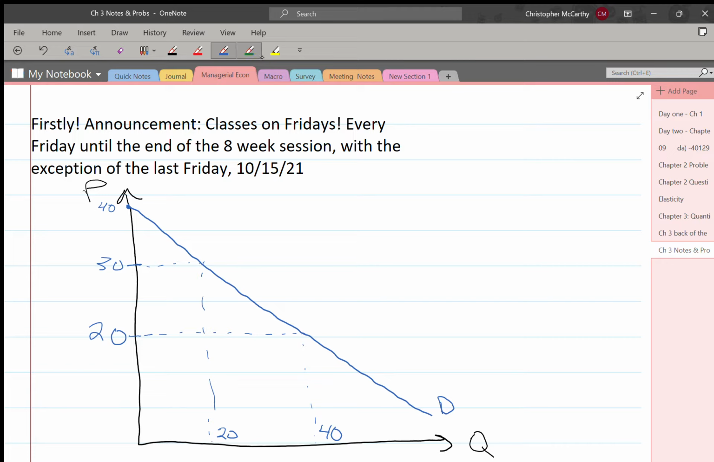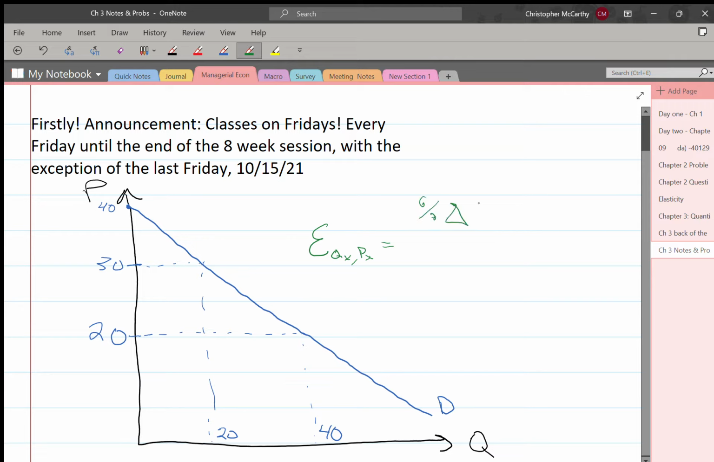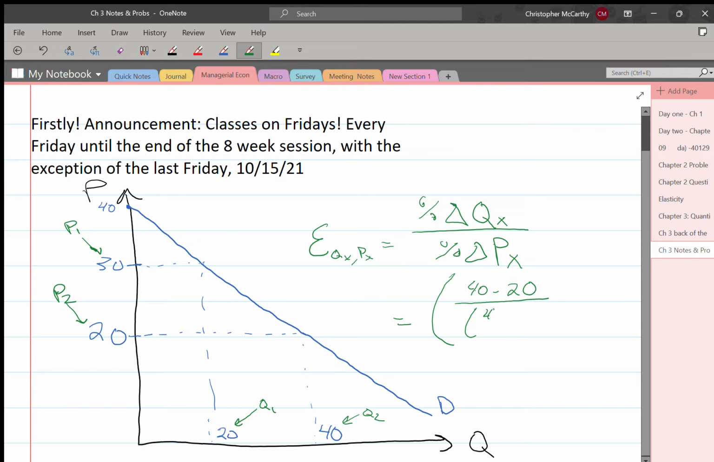So what is our formula for elasticity? Elasticity of the quantity of X and the price of X is equal to what? The percentage change in the quantity of X divided by the percentage change in the price of X. So this is going to be my Q2. This is my Q1. This is my P1. And this is my P2. And so my percentage change in my quantity ends up being 40 minus 20 divided by 40 plus 20 over 2. Everybody clear with how we got that?